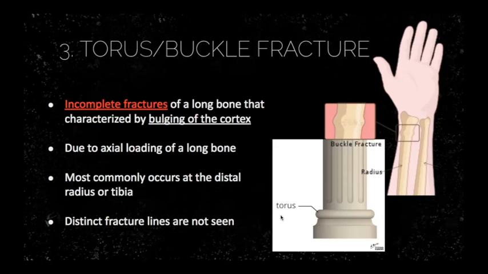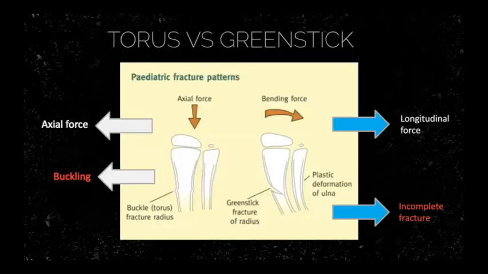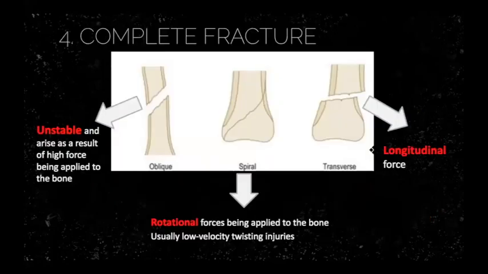So this basically is because of axial loading or axial injury to the bone, which causes axial compression and break. Alright, so this is an example of the difference between torus and greenstick.